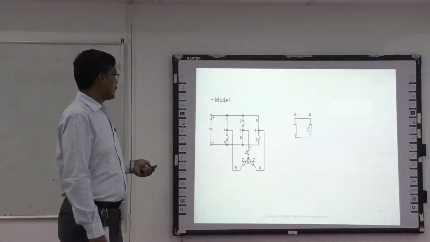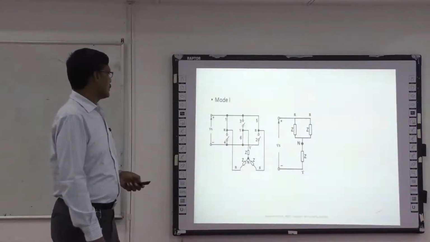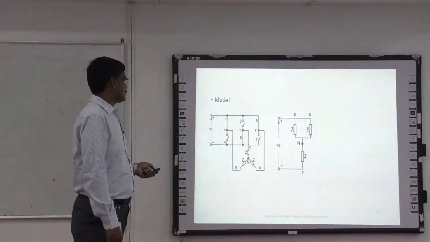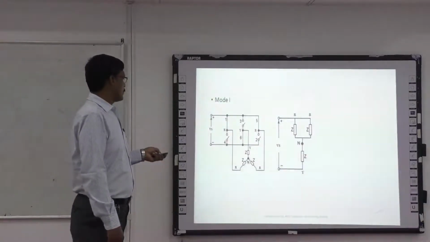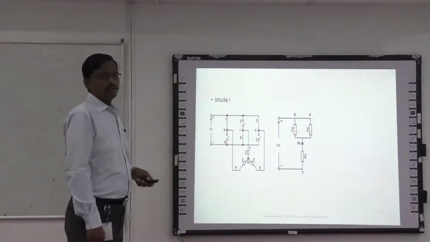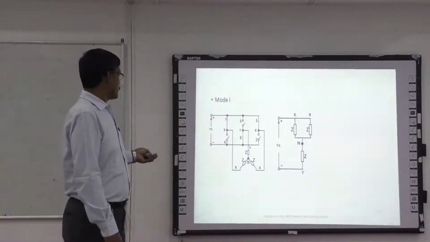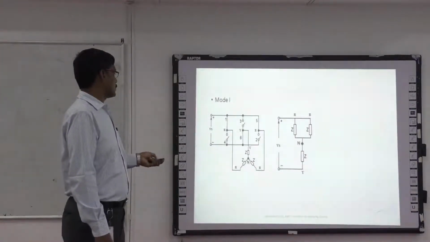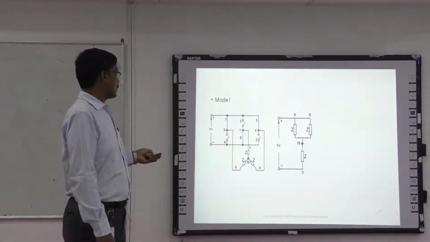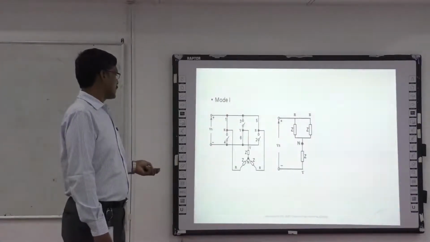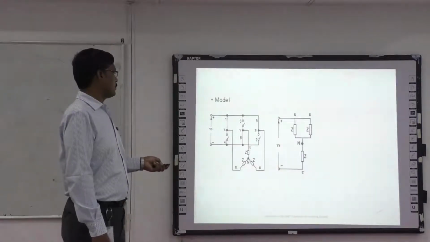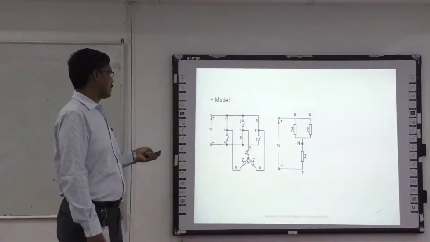First, we will discuss the mode 1 operation. Here, in mode 1 operation, the switches 5, 6, 1 are conducting. During this mode of operation, the voltage source Vs is applied to all the 6 switches, but only 5, 6 and 1 are connected or turned on. So these switches are connected to the load. This is the equivalent circuit diagram for this mode of operation.